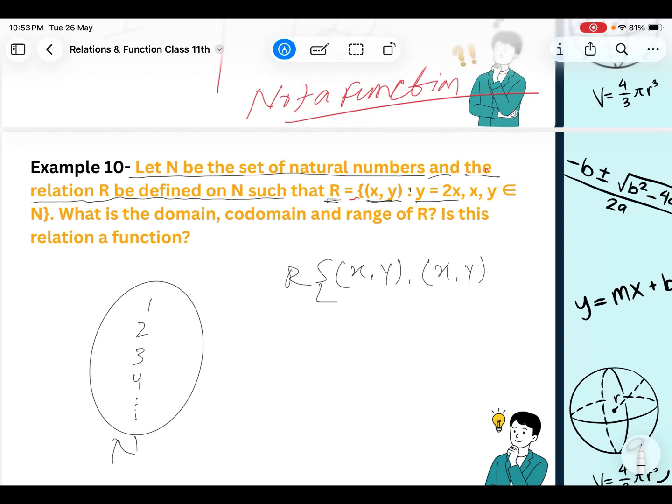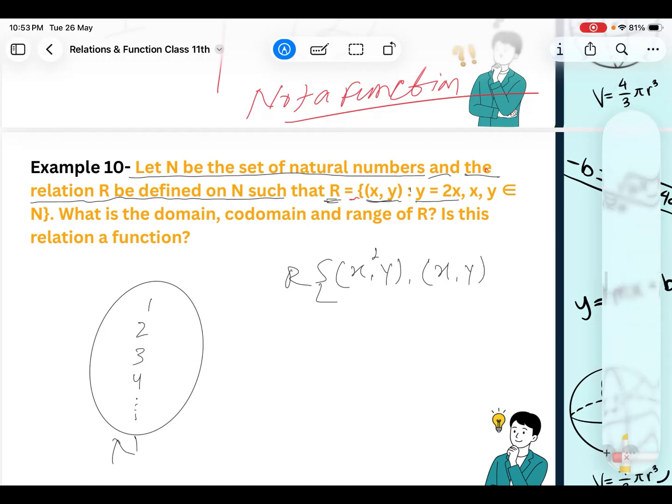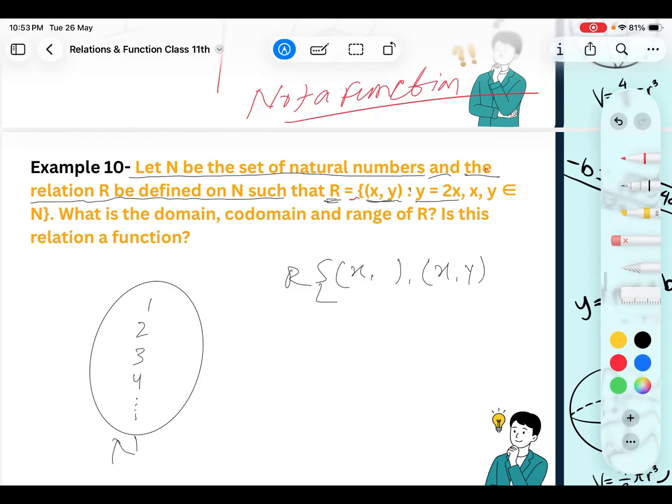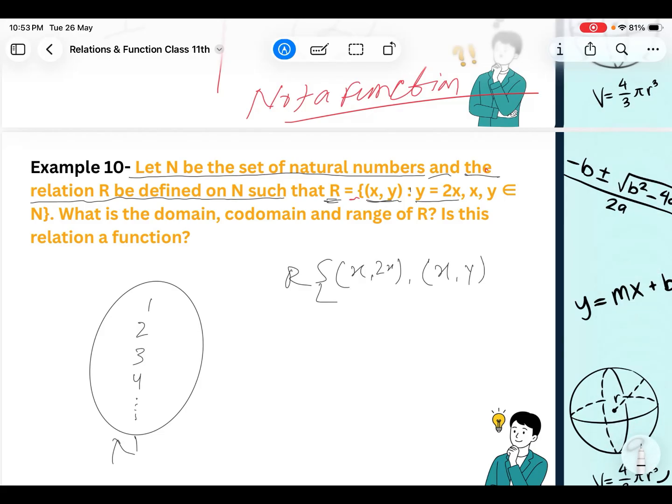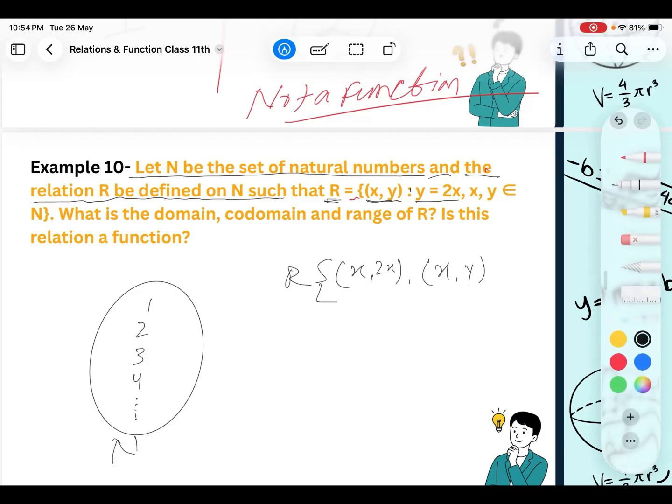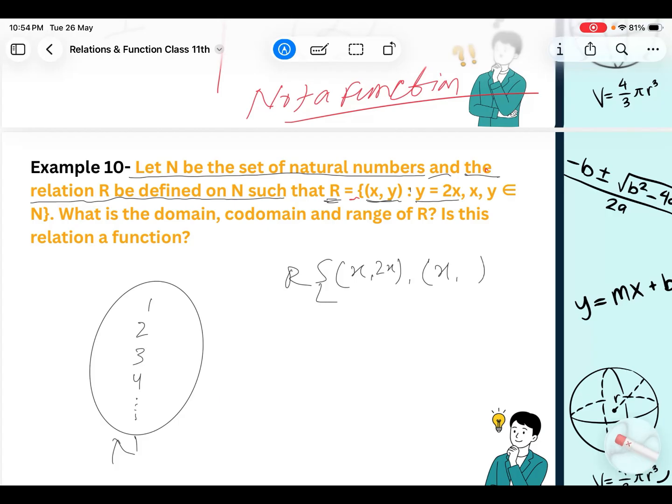What will be y? If we remove this y and write 2x here, there will be no problem, because it's saying that y equals 2x. You see here, y equals 2x. So if we write 2x instead of y, is this a crime? No, this is not a crime. We can write this. And x and y belong to this N.